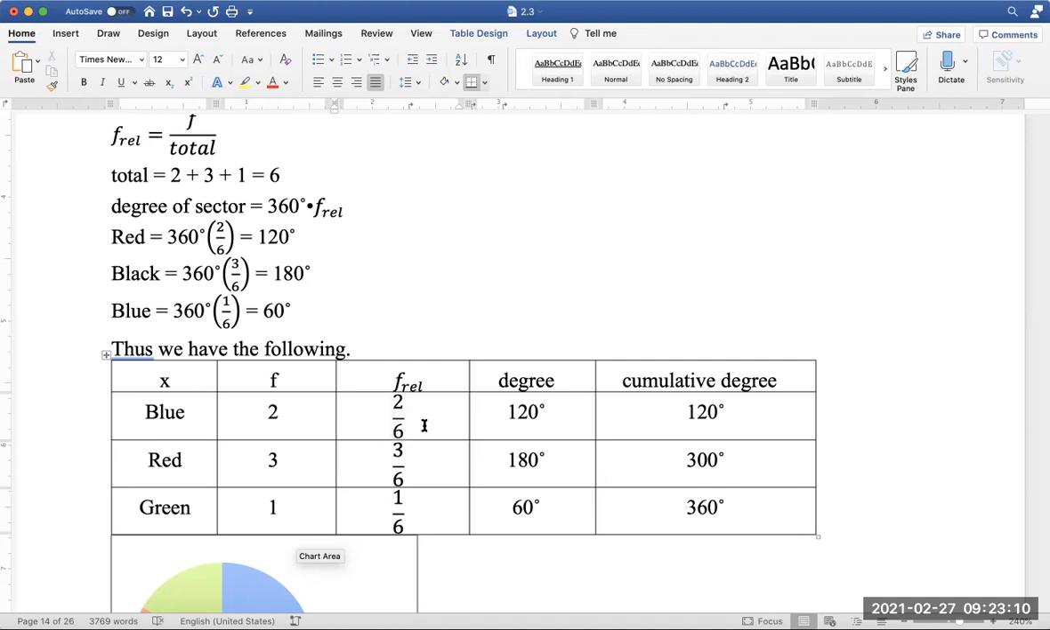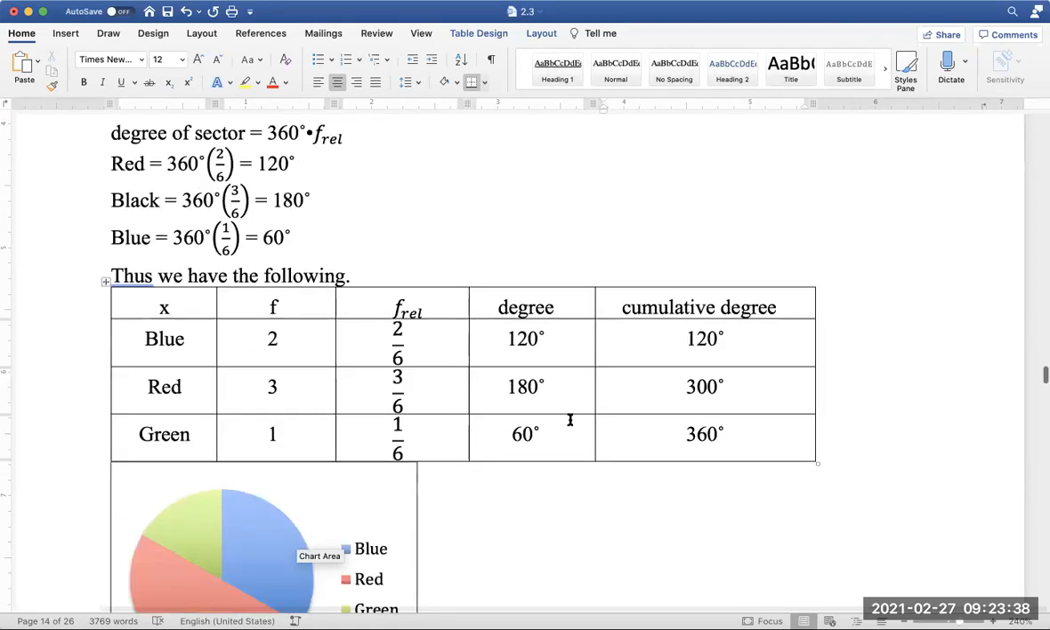So 2 over 6 times 360. 60 times 2 is 120. 3 over 6 times 360: 60 times 3 is 180 degrees. 1 over 6 times 360 is 60. And so let's do the cumulative degrees: 120 plus 180 is 300, plus 60 is 360.